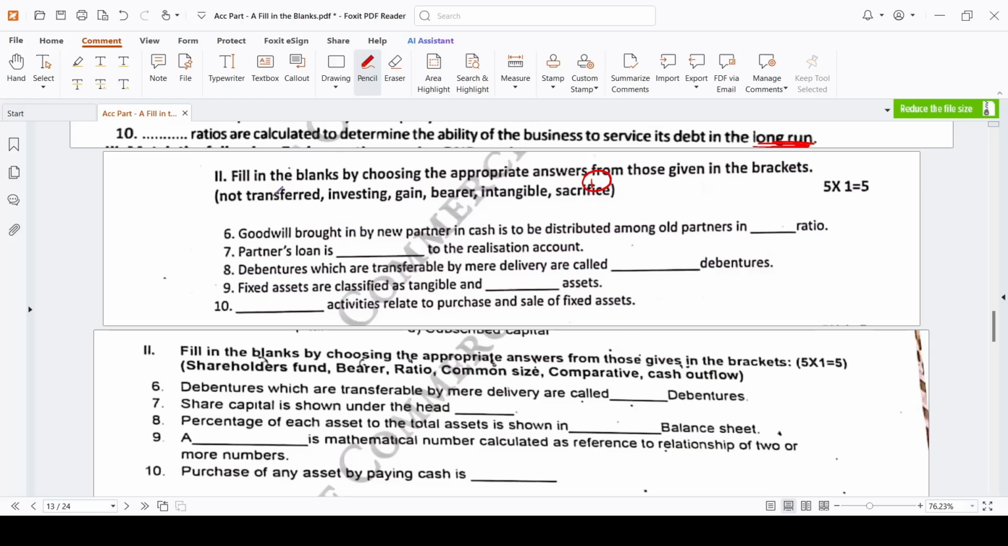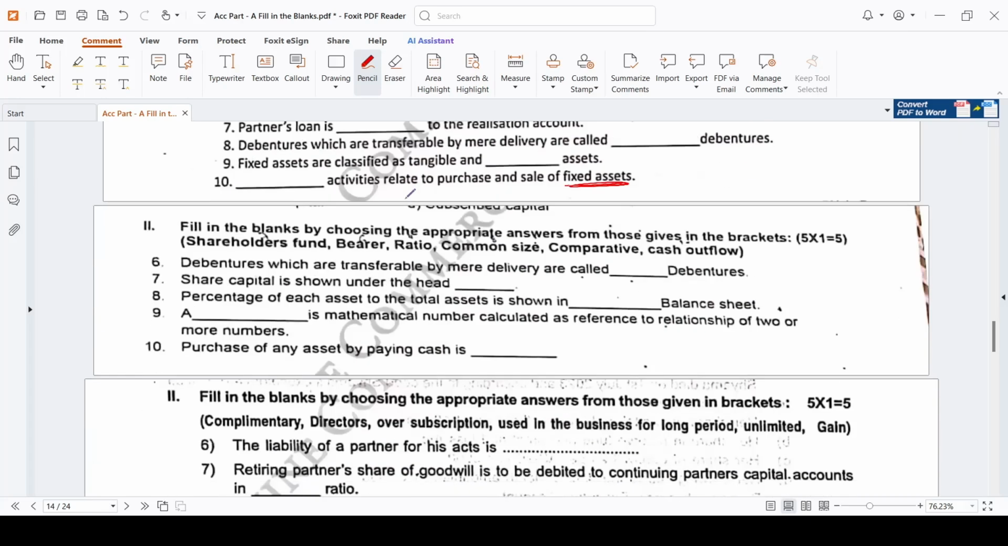Partner's loan is dash to the realization account. It is not transferred to the realization. Debentures which are transferable by mere delivery, bearer debentures. Fixed assets are classified as tangible and intangible. Dash activities relate to purchase and sale of fixed assets. Any fixed assets, that is investing activity. Gain is not there. Debentures which are transferable by mere delivery are called bearer debentures.